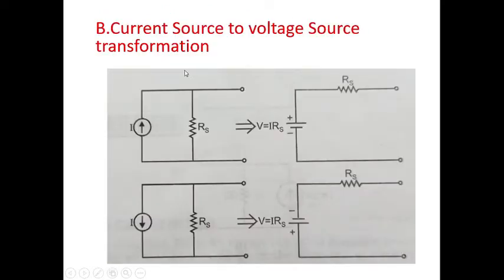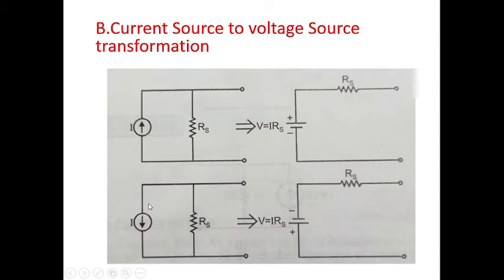Now another is the current source to voltage source transformation. You can see in the diagram it is the current source, in the upward direction, and the resistance is connected across it. So when we are converting this into a voltage source, we can see negative and positive here. Again V is equal to I into Rs. Again a series resistance is connected since it is a voltage source.